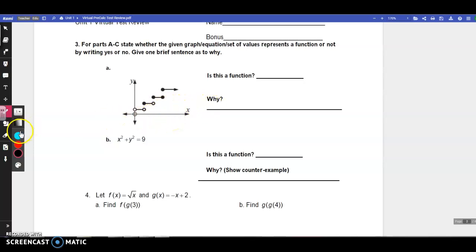Alright, so welcome to part 2. So number 3, we want to know, is this a function? And I'm asking you to explain a little bit. So this one, you can see right here, this fails the vertical line test. So this would be nope. This is not a function. And for y, you could just say fails vertical line test. Alright, so nothing too crazy there.